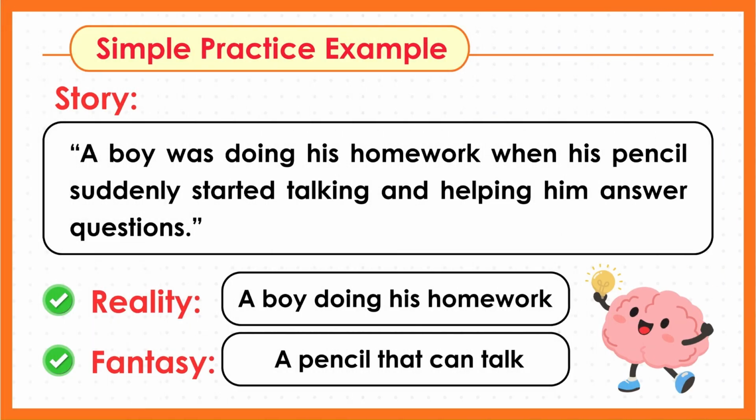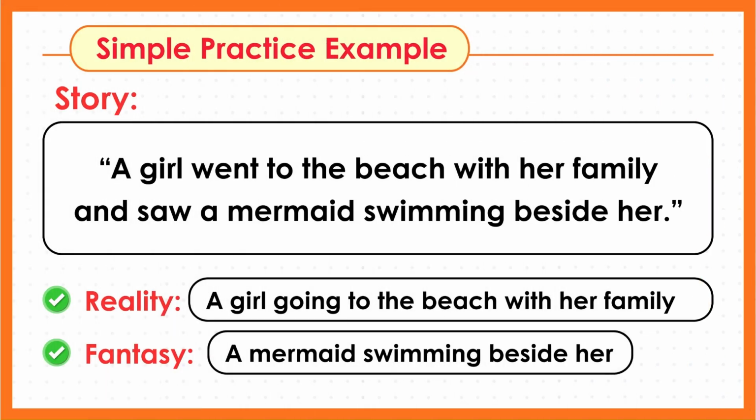Next example. Story: a boy was doing his homework when his pencil suddenly started talking and helping him answer questions. Reality: a boy doing his homework. Fantasy: a pencil that can talk. Another example: a girl went to the beach with her family and saw a mermaid swimming beside her. Reality: a girl going to the beach with her family. Fantasy: a mermaid swimming beside her.